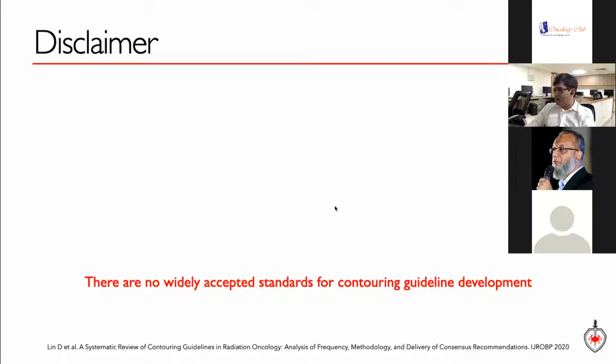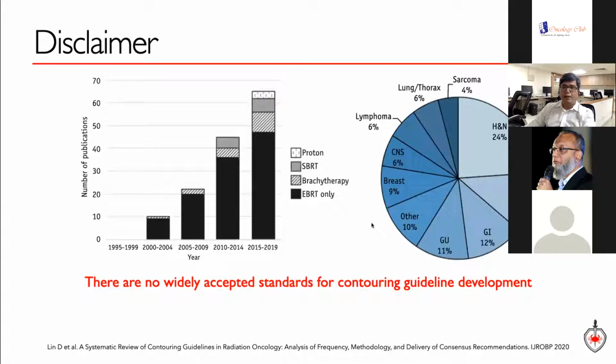I would just like to start off this session by saying that this is a disclaimer. Everything that I'm going to talk about, there are no standards for how these contouring guidelines that we're going to discuss have been developed. In a very interesting systematic review of contouring guidelines in radiation oncology, with time, the number of contouring guidelines has definitely increased, and the distribution is predominantly head and neck, gynecology, and GI.